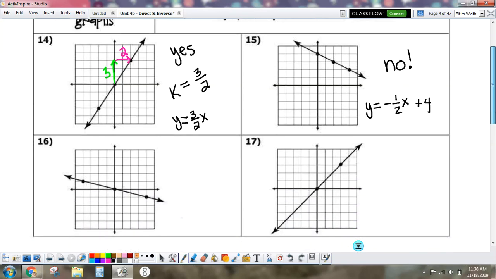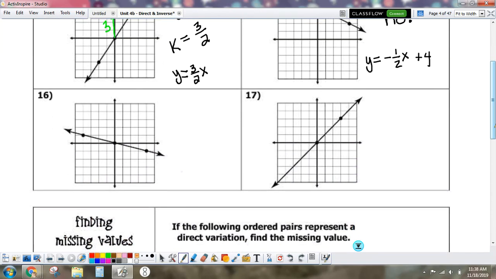For number 16, okay, that is going through the origin and it is making a straight line. So yes, that is in fact a direct variation. The equation for that line is y equals, we're going down 1 and then to the right 4. So -1/4 x, which means my constant is -1/4. Sorry that looks weird. There you go.